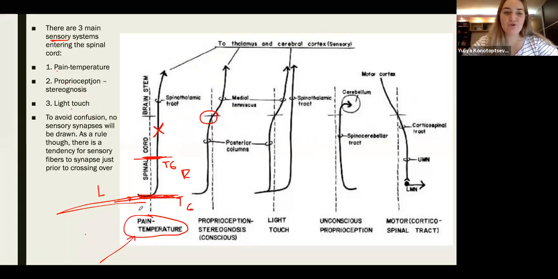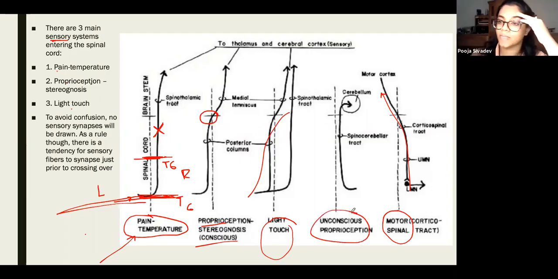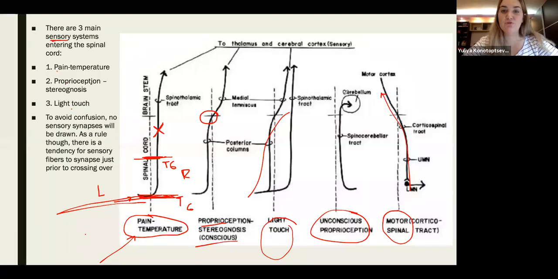So pain and temperature, do you see it crosses? Contralateral. Conscious proprioception is always contralateral, right? Light touch, do you see? It switches, it crosses, contralateral. Motor is always contralateral. Which one is the only one which is ipsilateral? It stays on the same side. Unconscious proprioception. Who deals with unconscious proprioception? The cerebellum.